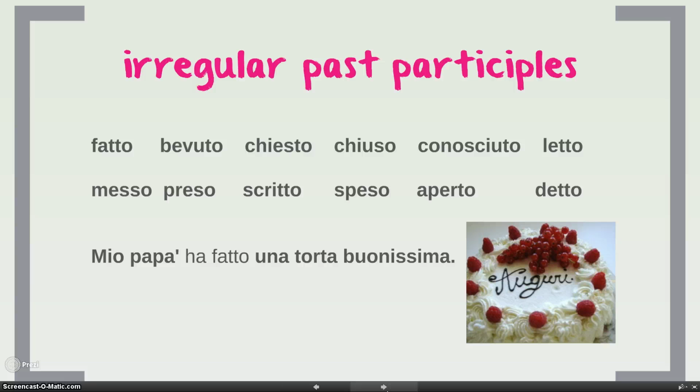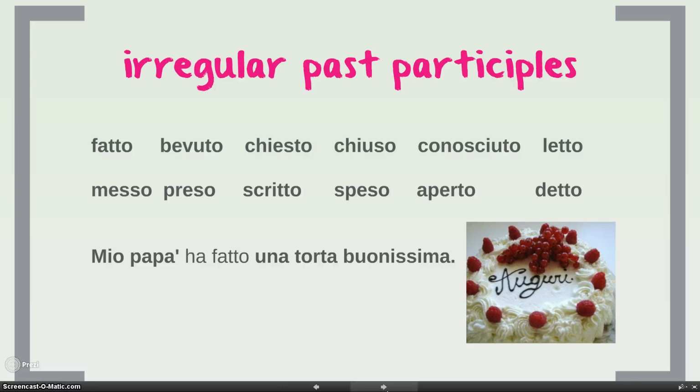For example, to do, I have done. Doesn't have anything to do with that regular ed ending. Here we have a list of irregular past participles. Let's see if you can guess what the infinitives of these irregular past participles are.